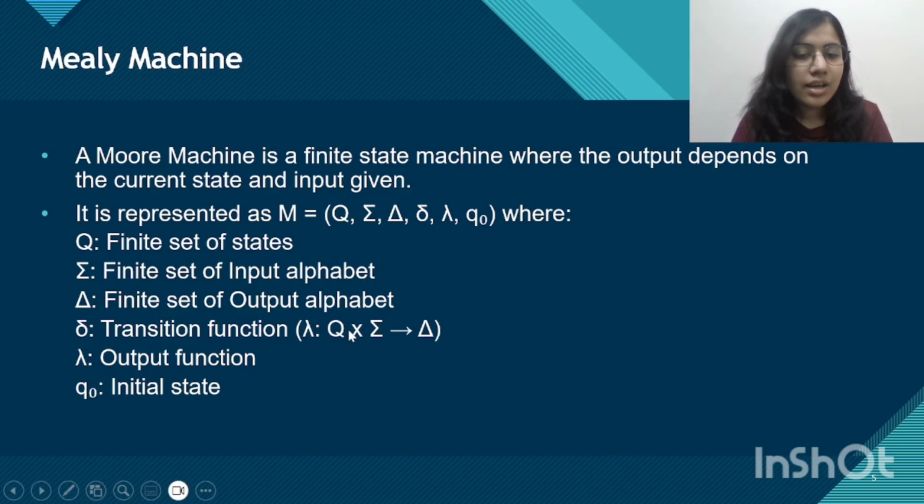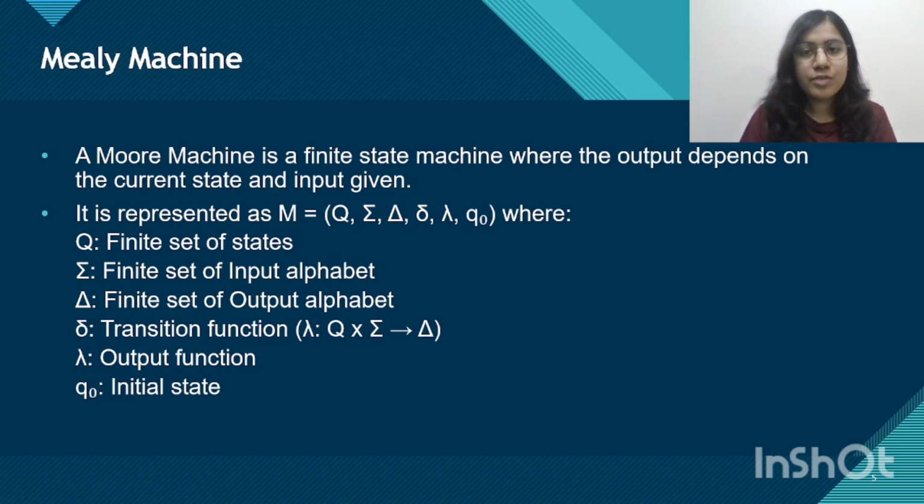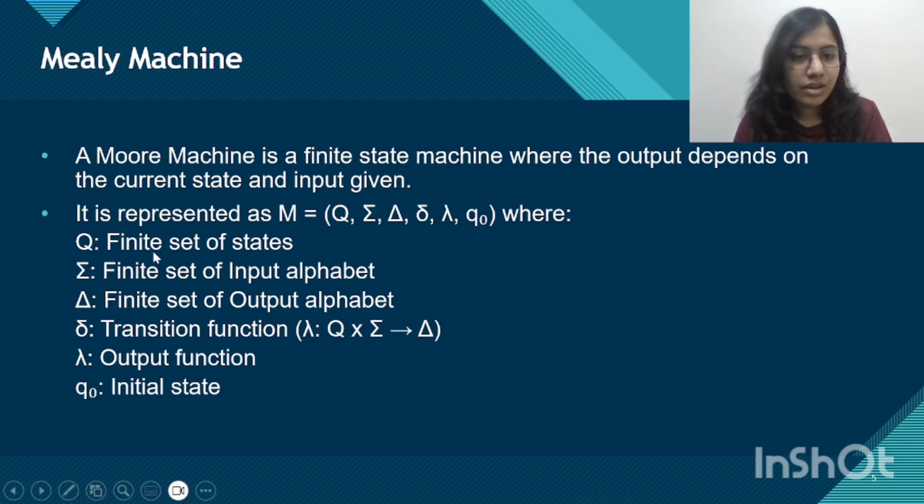Transition function. Here the transition function is different from Moore machine as this has both dependencies, that is the current state as well as the input given. So we'll write it like this: the finite set of states and input alphabet gives the relation to the finite set of output alphabets. Lambda is our output function and Q0 is the initial state.